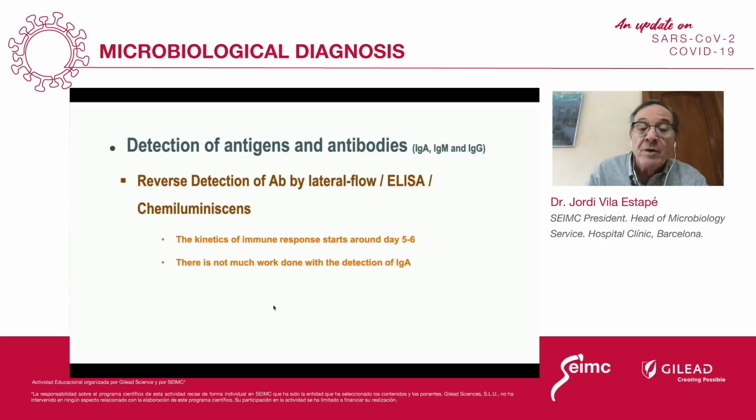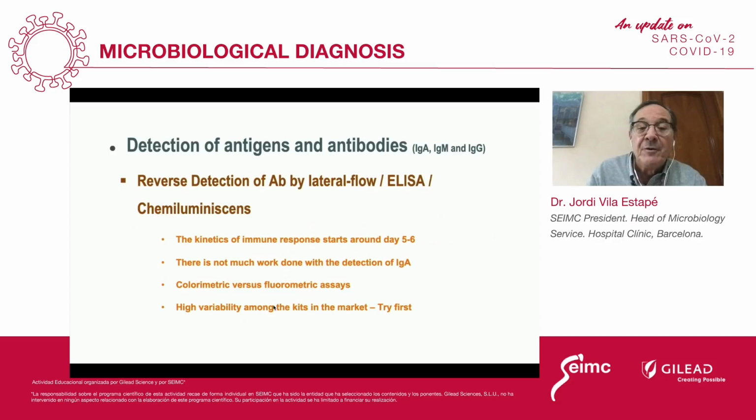There is not much work done with the detection of IgA. So IgA potentially could appear before IgM and IgG, but it needs to be studied and known if this can be an indicator of an acute infection.